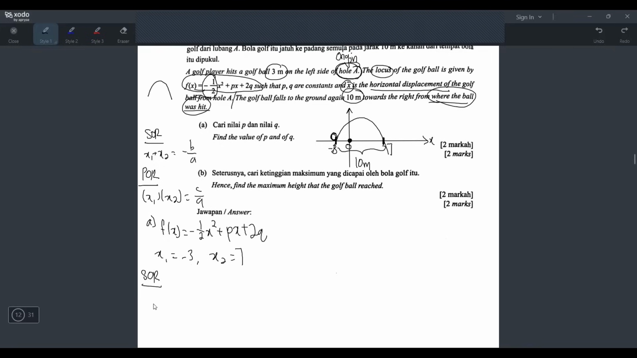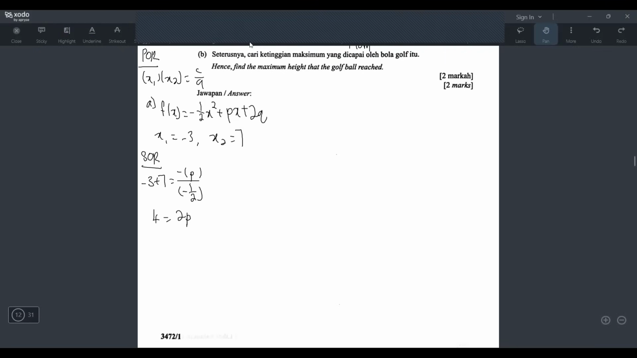So SAW, -3 plus 7, x1 plus x2, okay, equals to -b over a. And what is the b? P is your a. Sorry, P is your b. Right? So the formula is -b over a. So the b is the coefficient of x, which is p. Divide by a, which is -1/2. Negative divide negative, positive. P divide 1/2 is 2p. And then the other side is 4. Right? -3 plus 7 is 4. So now you can find your p. It's 4 divide 2, which is 2.